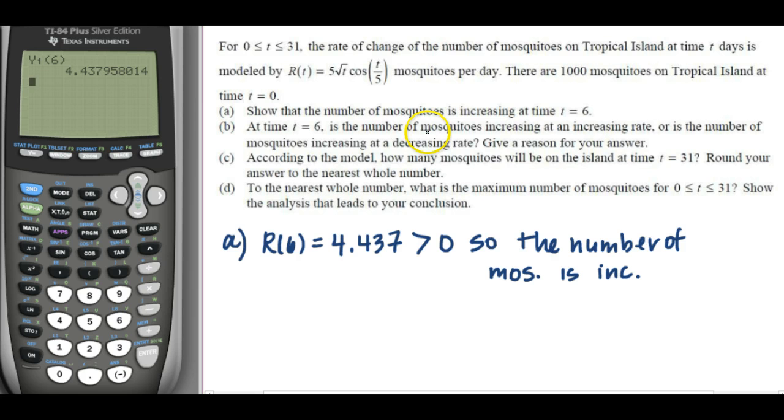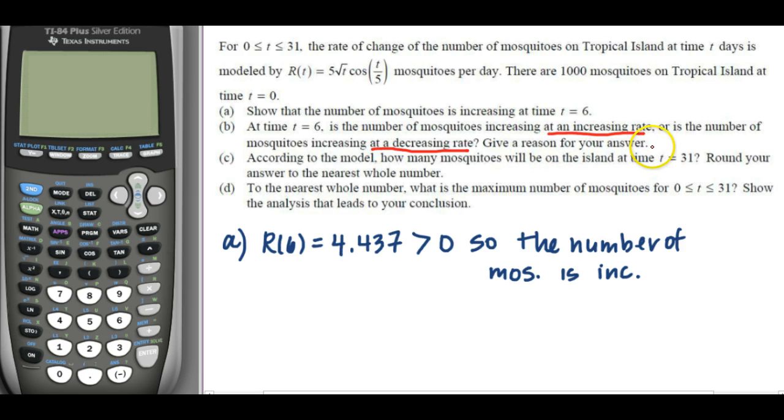So if I want to know whether the number of mosquitoes is increasing at time 6, I need only plug 6 into the rate of change of mosquitoes, which is called r of t. Alright, part B. At time t equals 6, is the number of mosquitoes increasing at an increasing rate, or is the number of mosquitoes increasing at a decreasing rate? Give a reason for your answer.